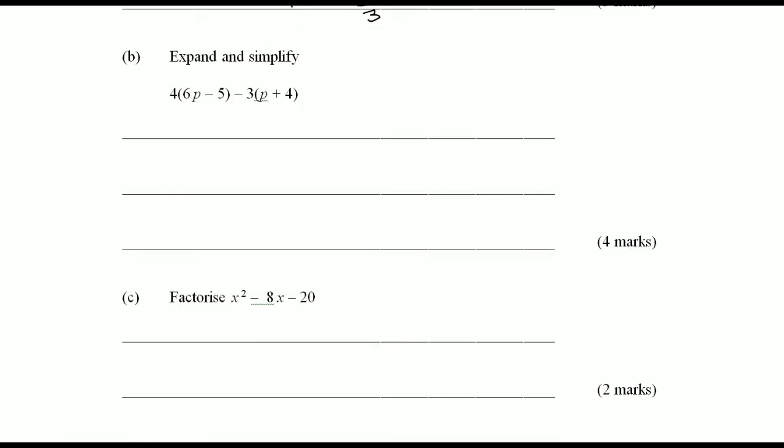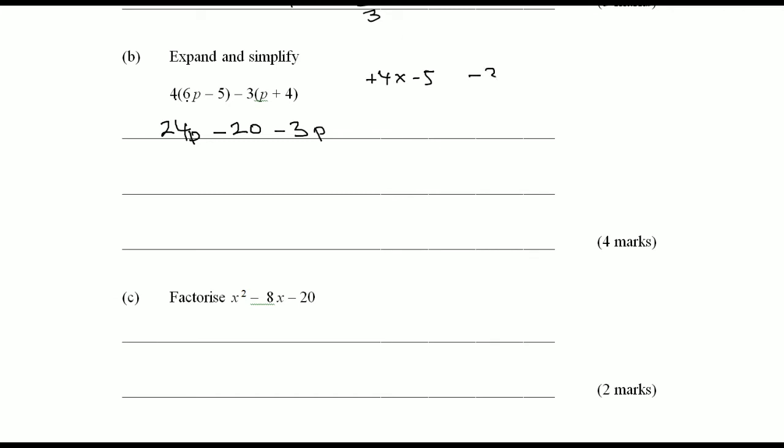Expand and simplify b. We don't have to solve anything, we've just to multiply the brackets. And the way we do that is that term multiplied by that term. So 4 times 6p gives me 24p. 4 times minus 5, that's on the other side here. Well, 4 times 5 gives me 20, and we have a plus and a minus gives us a minus. Minus 3 times p is minus 3p.